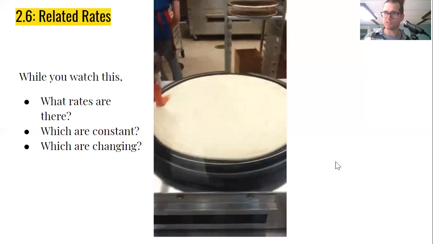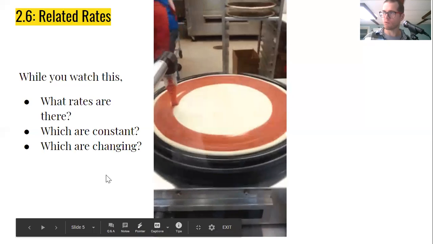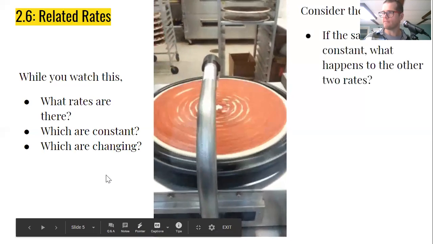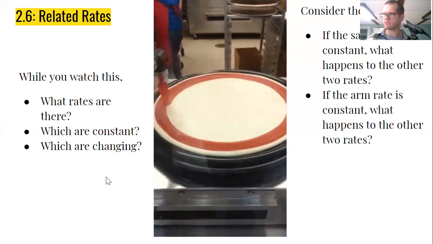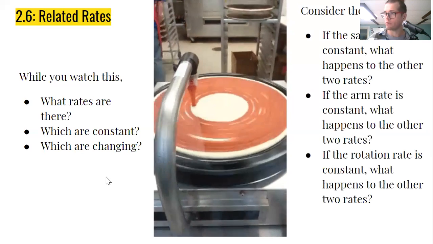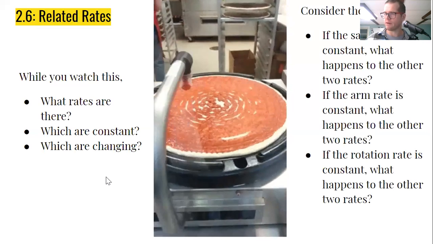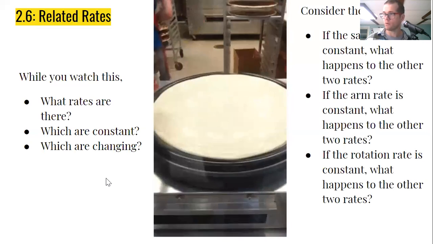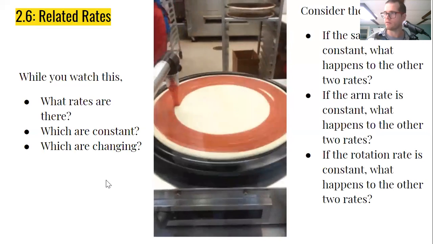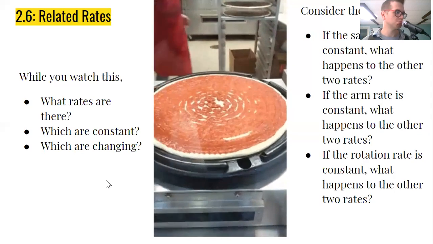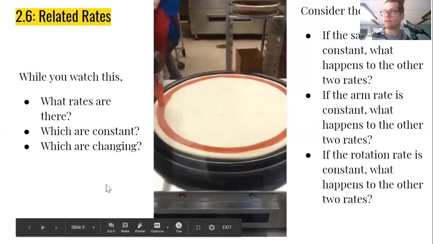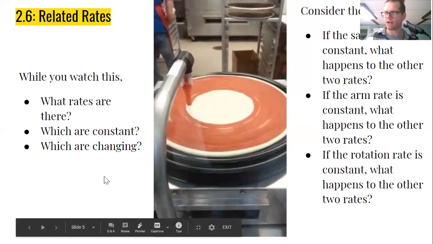So we could spend the rest of the class debating some more things. I had 3 different rates I was thinking about: the sauce rate, the arm rate, and the rotation rate. But we definitely could also talk about the radius of what's left, or the volume of the unsauced area, or the area of the unsauced area. There's a lot of different rates we could look at. I picked 3 that I wanted to talk about, but we're not going to talk about them right now.